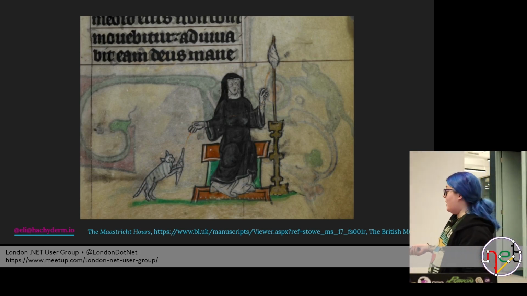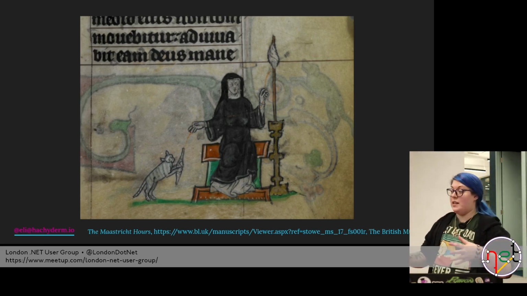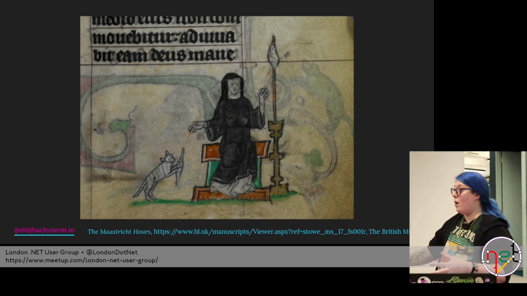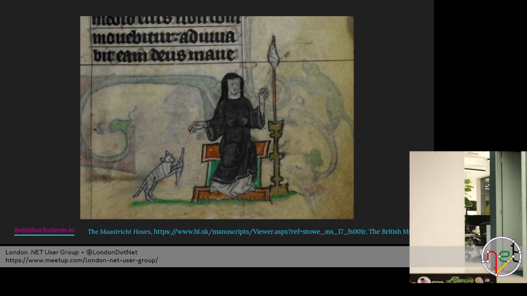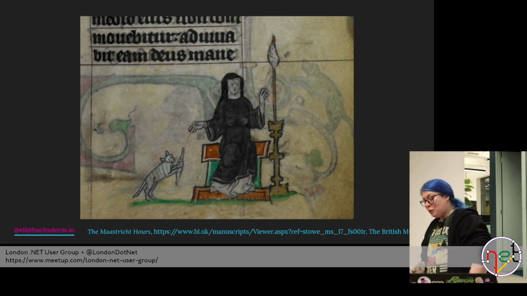This is where we get the English idiom, spinning a yarn, to mean telling a tale, because women would sit round, spin yarn, and tell each other stories. You can also see that there's a cat there who's bothering her as she's trying to get her work done. If you have a cat and you do any kind of yarn craft, you know that this is absolutely accurate.